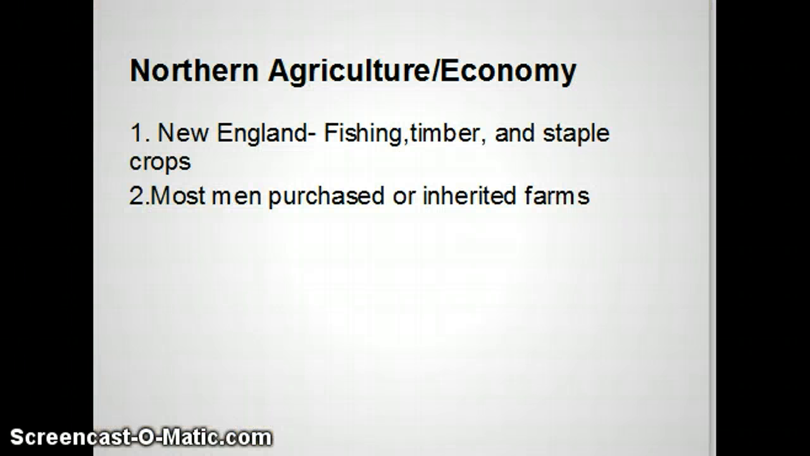First we're going to talk about northern agriculture and its economy. In New England, independent farming villages were forming all over. However, New England could not solely depend on farming because the growing season was a lot shorter. They had to use their resources in order to stimulate their economy. Many farmers had to take on other crafts like carpentry or weaving, so their economy was mostly based on fishing, timber, and traditional staple crops.